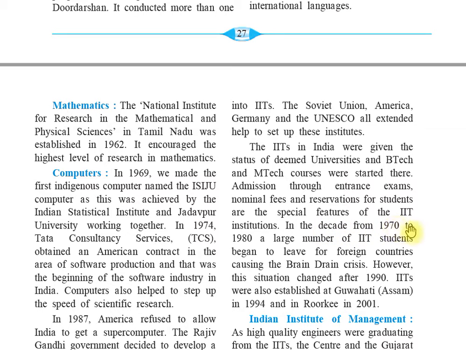In the decade from 1960 to 1980, a large number of IIT students began to leave for foreign countries, causing the brain drain crisis. Since in India we did not have enough institutes, most of the students were going to foreign countries to study, and that was causing a brain drain crisis. However, this situation changed after 1990. IITs were also established in Guwahati, Assam, in 1994 and Roorkee in 2001.